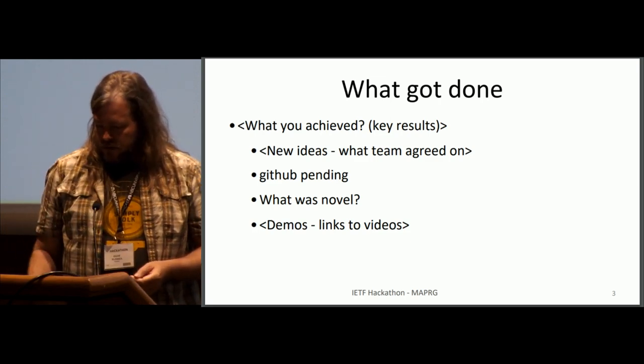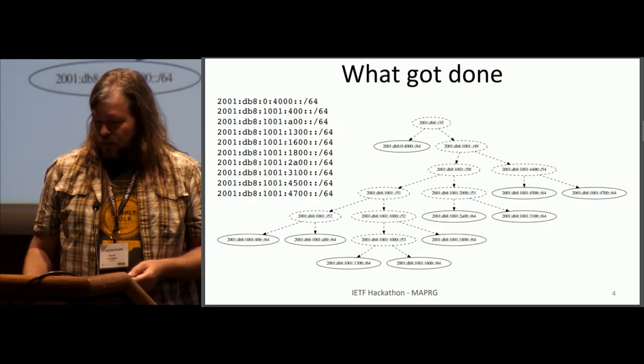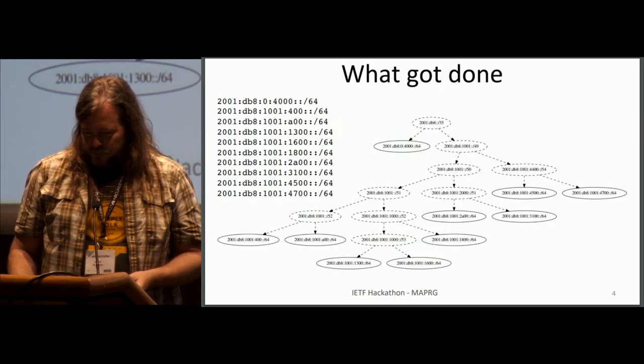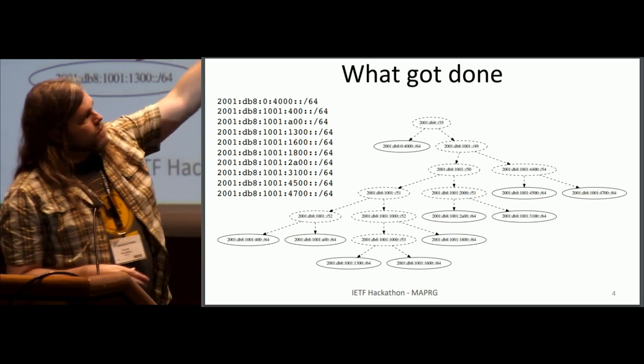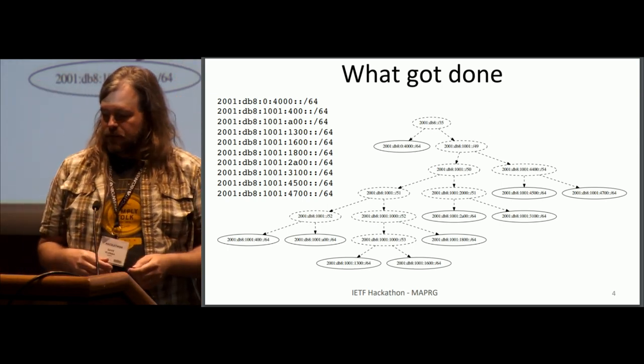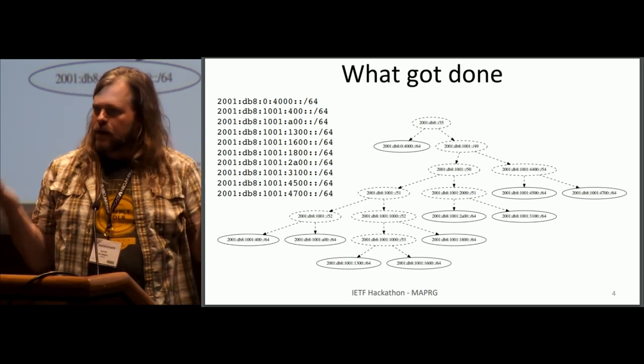The GitHub upload is pending, and I'll just show you exactly what it was, because we managed to get it done in just a day. So what we got done. So imagine you have a set of active addresses. Here's 10 IPv6 /64s, and you can punch them up into one of these trees that are commonly used. It's kind of like a routing table.